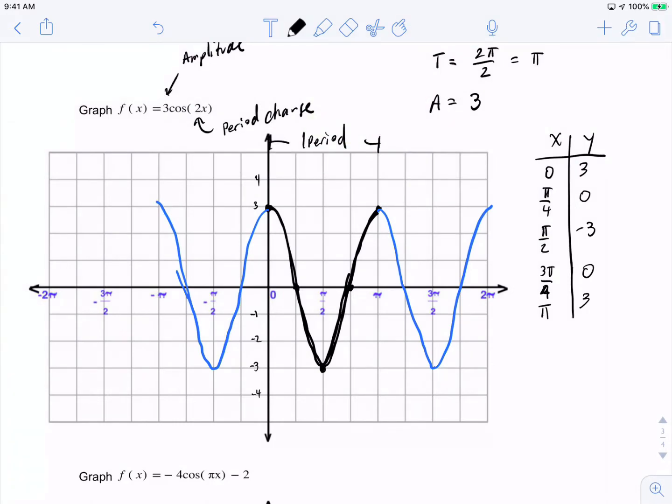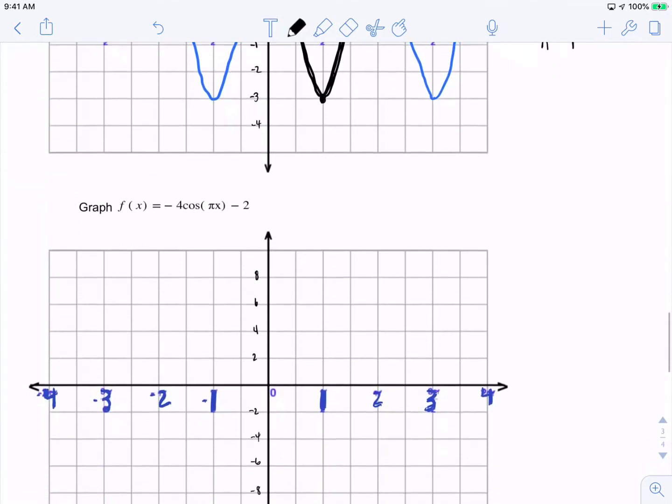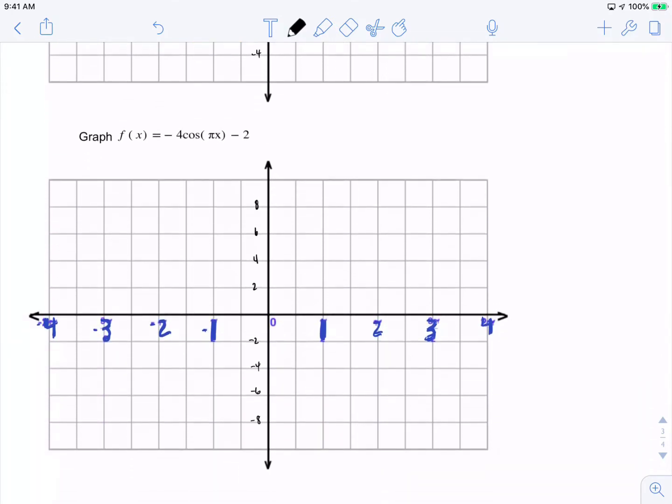Now let's really take on a problem. Let's include an amplitude, a change in period, and then this will be a shift down. So, I know that the amplitude is going to be -4, but really it's just multiplying everything by -4, so really we'd say the amplitude is 4.